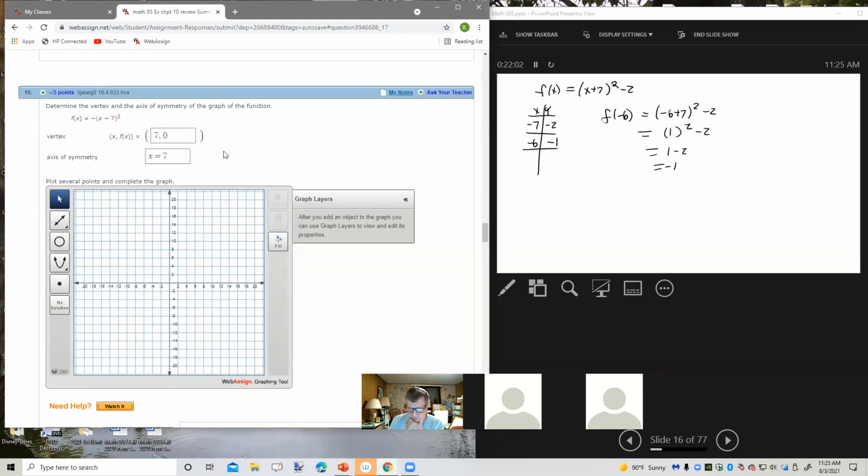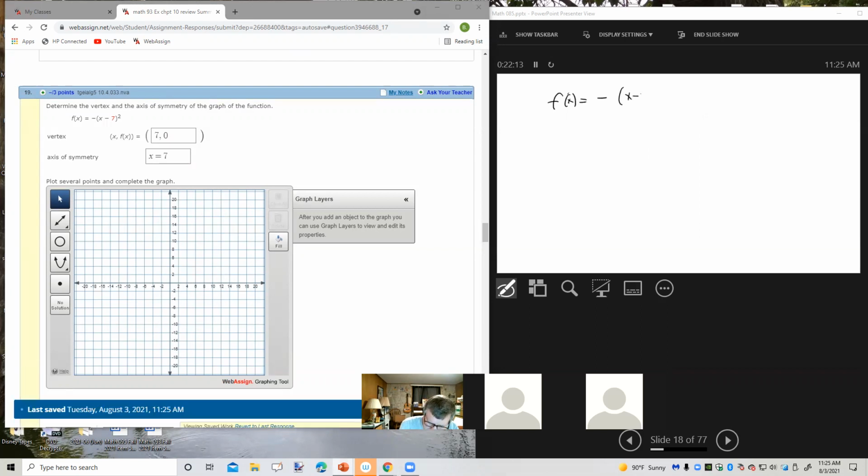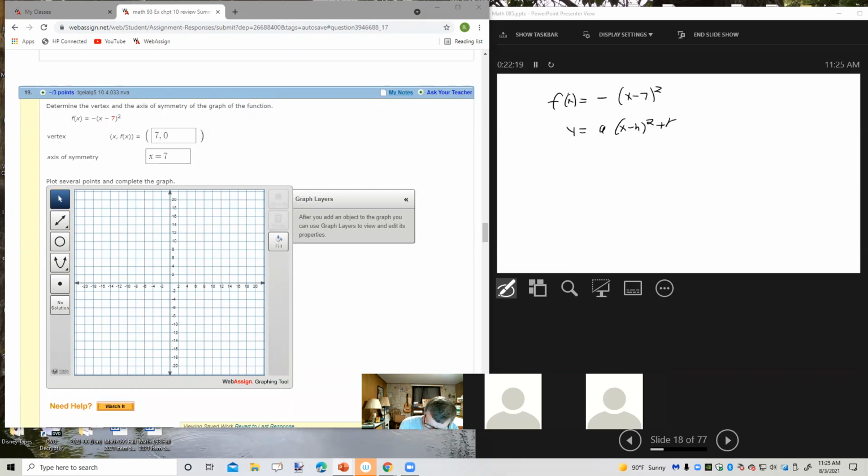All right. So we've got this f of x equals negative times x minus 7 squared. So y equals a times x minus h squared plus k. So k is 0. Okay. So we're going to plot the vertex, which is at 7, 0. And again, notice that the scale here is in 2s. So 7, 0 is right there.